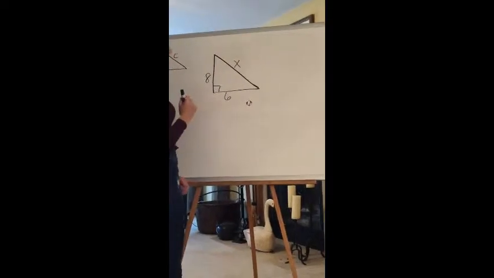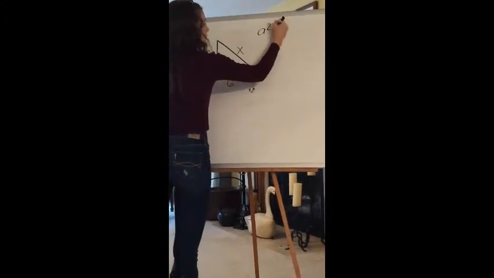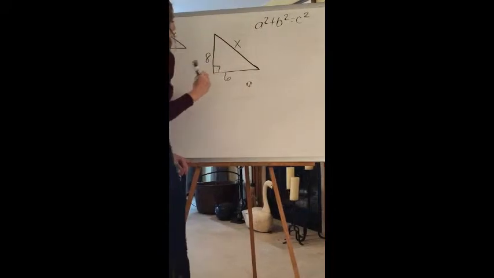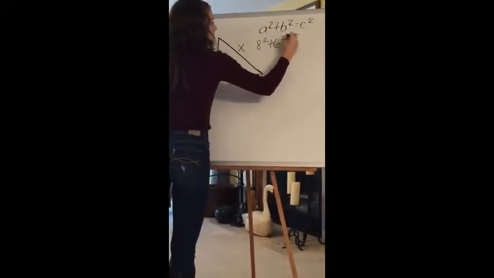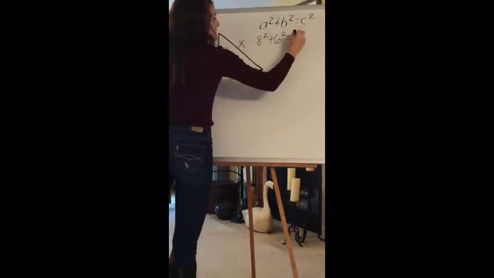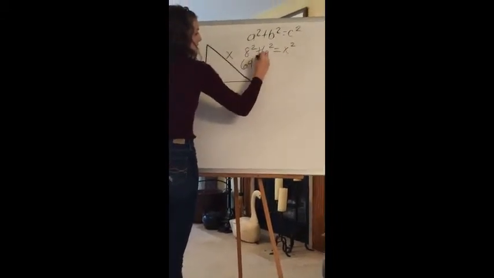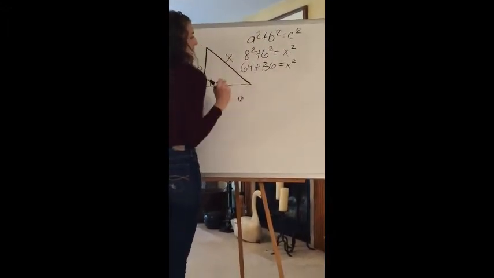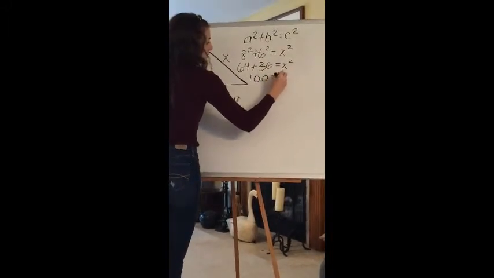In this example of the Pythagorean theorem, we're going to use the formula a squared plus b squared equals c squared. Your value of a in this problem is 8, and your value of b is 6. We're going to substitute in x for the value of c. Then 8 squared is 64, and 6 squared is 36, and we're going to leave this x squared. 64 plus 36 equals 100, and this is still x squared.